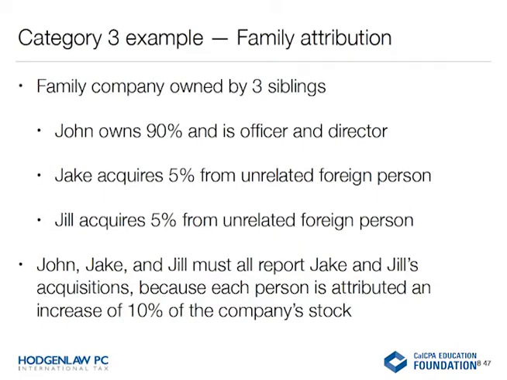And actually John as well would have to report a 10% increase because he's deemed to have acquired the stock that both of his siblings acquired. So all three are going to have to report under Category 3, each reporting a 10% increase in stock, even though only two of them each acquired only 5%.